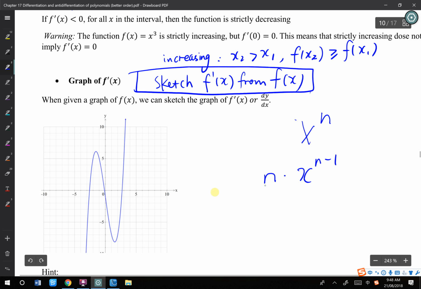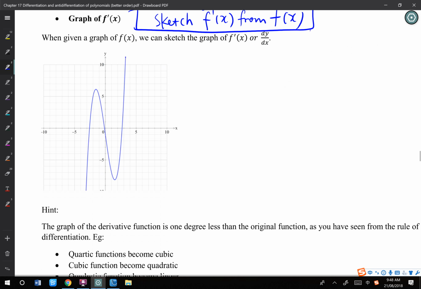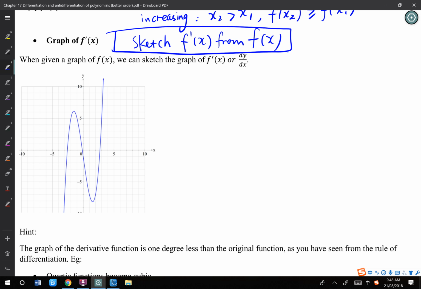So if the original function is a cubic, what does my derivative function become? That's a quadratic. Okay, if the power is 4, what does the derivative function become? A cubic. So it's reducing power. Well, in year 12, we talk about f dash x for any graph, not only polynomial. It can be any random graph and then sketch f dash x. But in year 11, we only talk about polynomial derivatives and only talk about the graph for polynomial.